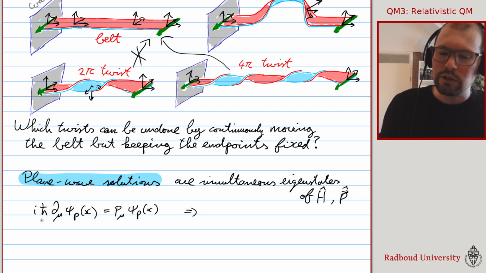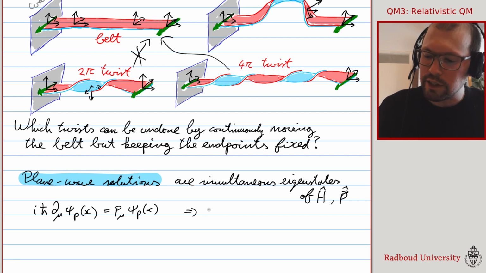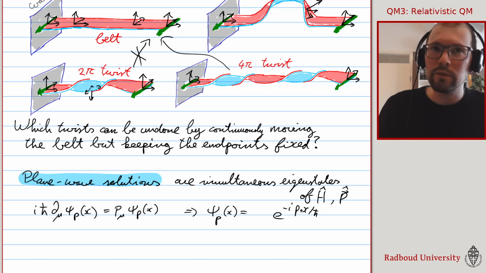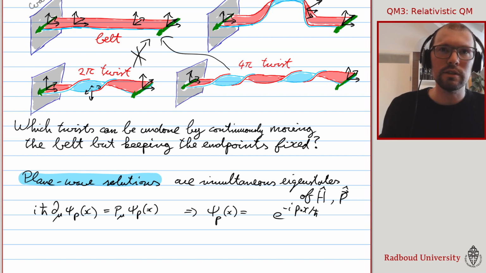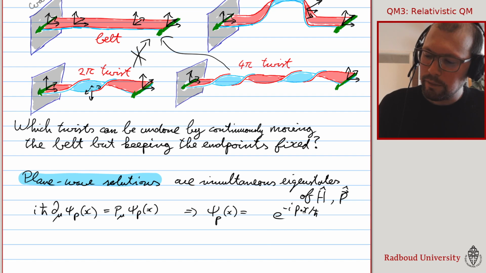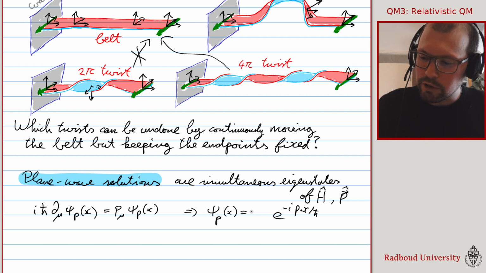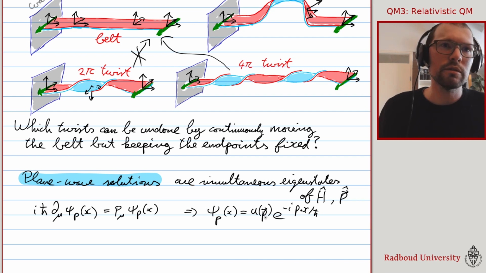And clearly the solution of this equation is that psi of p is, well, some exponential e to the minus i p dot x over h bar, where remember this dot is the scalar product, the relativistic scalar product. But we need a 4-vector, right? This is a spinor. So we have to put some vector in front. And that may depend on the actual momentum that we have chosen.